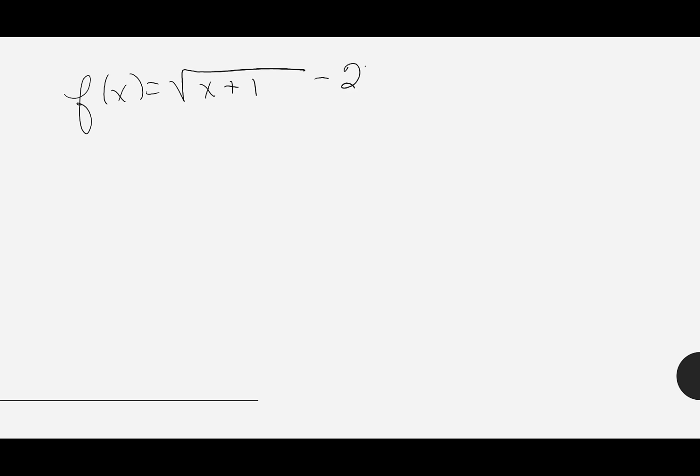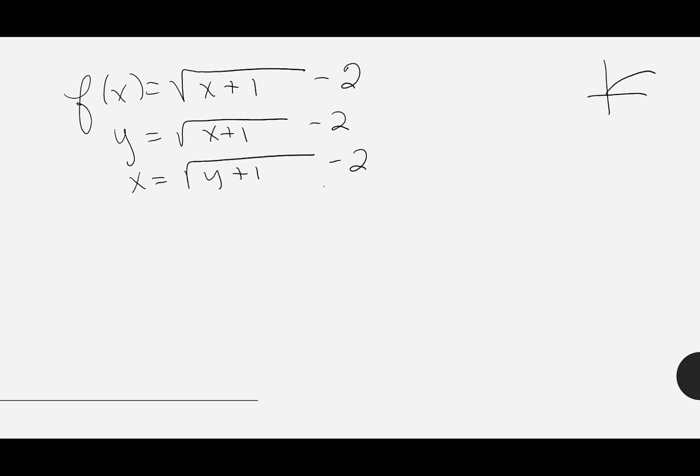Now this is 1 to 1 to start because I know that the square root function is 1 to 1. So I'm going to put in y is equal to the square root of x plus 1 minus 2. I'm going to switch that to x is equal to the square root of y plus 1 minus 2. I'm solving for y, so I have x plus 2 is the square root of y plus 1, and then I square both sides. So x plus 2 squared is equal to y plus 1.